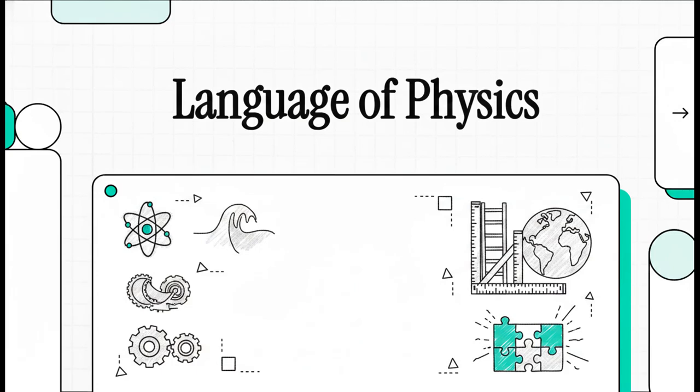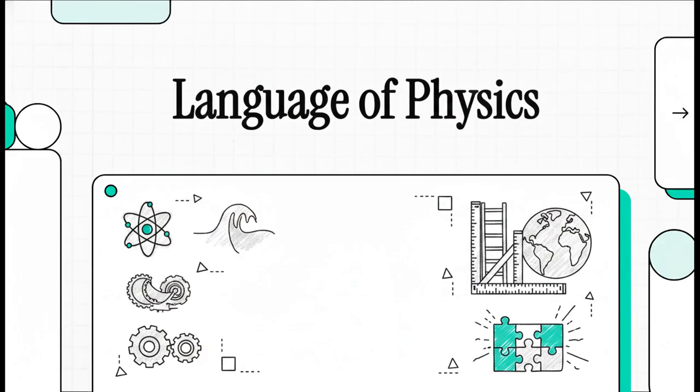All right, let's jump right into this. Welcome to this explainer, where we're going to literally build the ultimate physics toolkit. Now, have you ever wondered how scientists all over the globe, speaking dozens of different languages, can perfectly understand each other's research? Well, it's because they use a universal language.